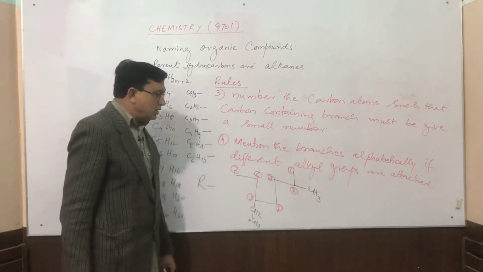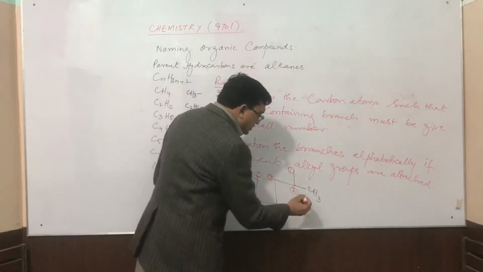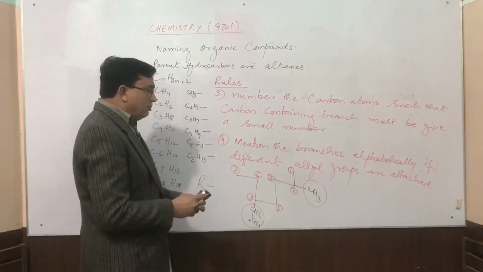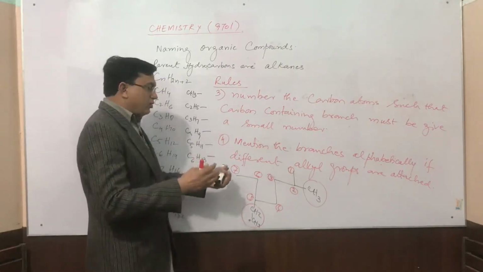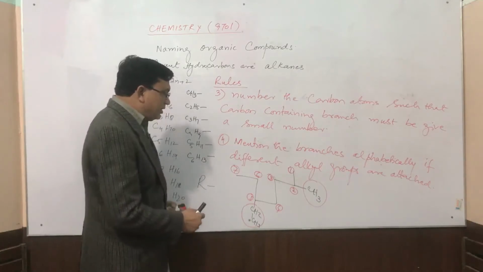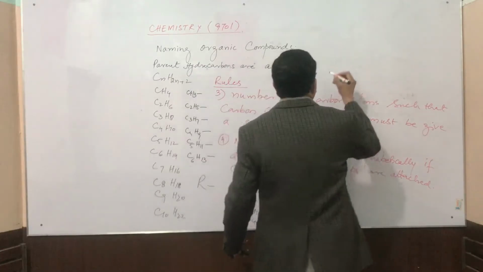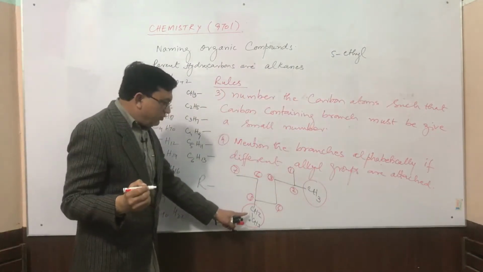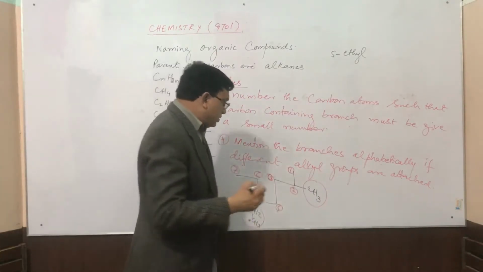Now we have to mention the name for this hydrocarbon with its branches. This one and this one are different. We will mention them alphabetically, no doubt, irrespective of which branch is coming first or which is coming second. Now the name of this: this is a methyl group and this is an ethyl group. The name will become 5-ethyl. This is 5-ethyl because alphabetically we have to mention ethyl first, then we will mention methyl.